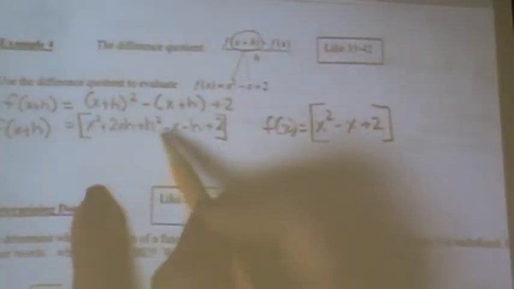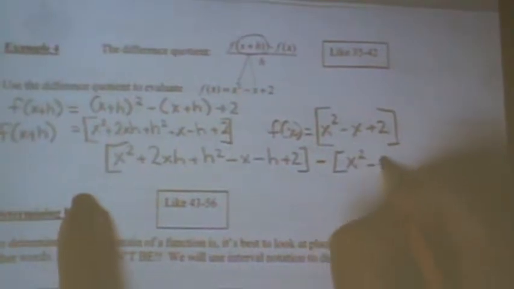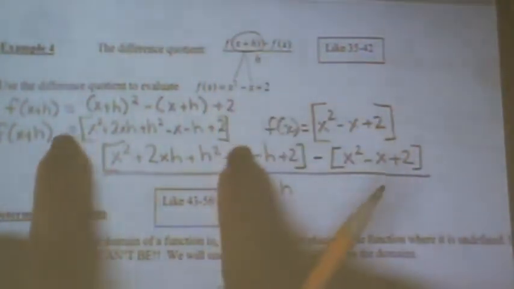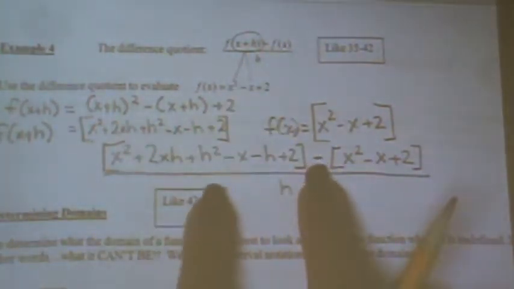So we're going to take all of this, x squared plus 2xh plus h squared minus x minus h plus 2. That's all that f of x plus h is. We're going to subtract this f of x, and we're going to divide everything by h. So we took this piece, and we're following these directions right here. We're taking f of x plus h, and we're subtracting f of x. So what do we have to do with this negative?